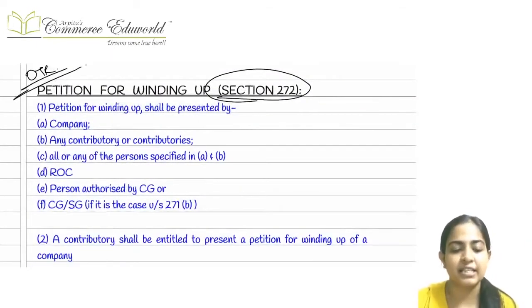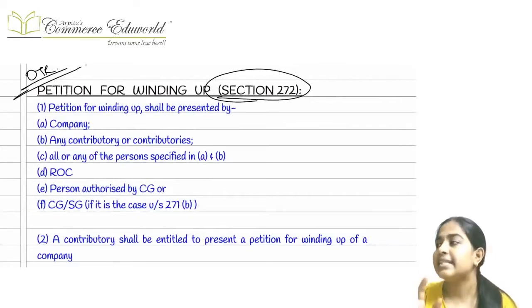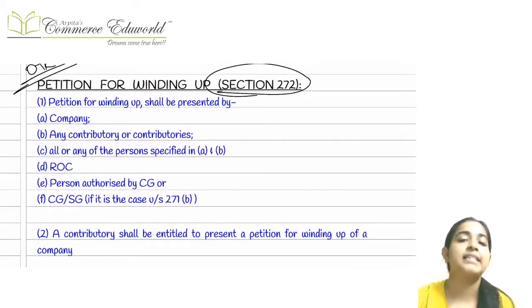These are the 5 cases. This is the most important answer here. These are the 5 cases given under section 271 in which the petition for winding up can be filed.